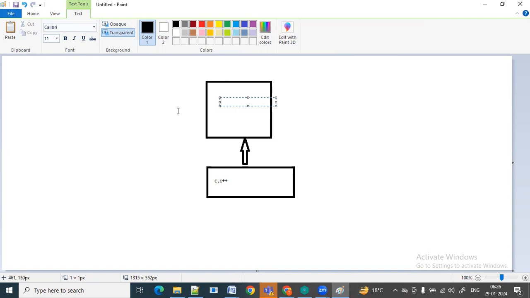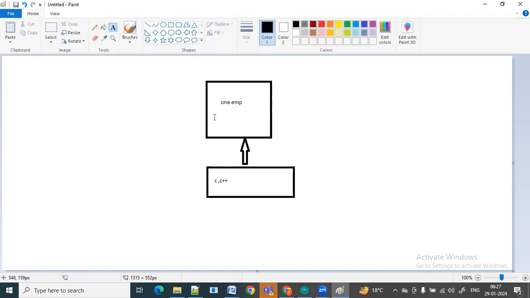Let us assume this is a tool. And here, the first record, let us assume we have a company. Into that company, one employee got selected and joined. So one employee. If you enter here, it will not store here only, right? It will store somewhere around.